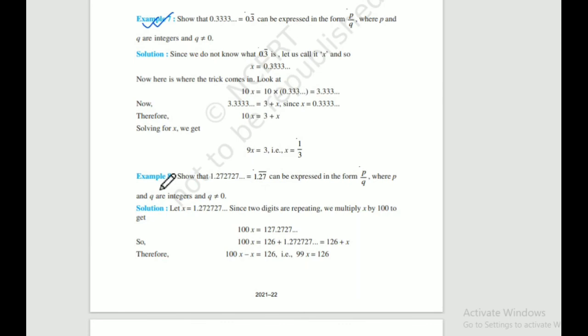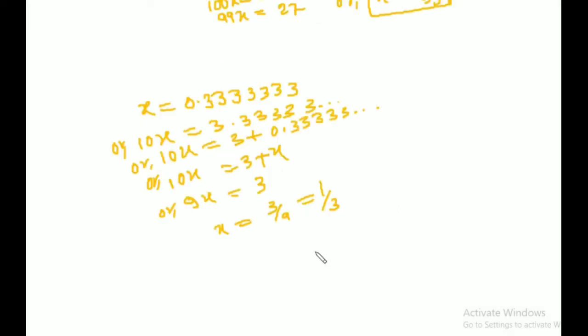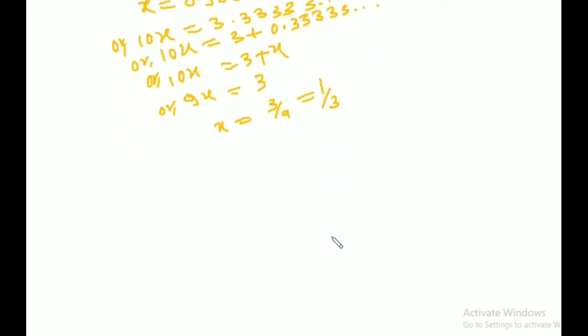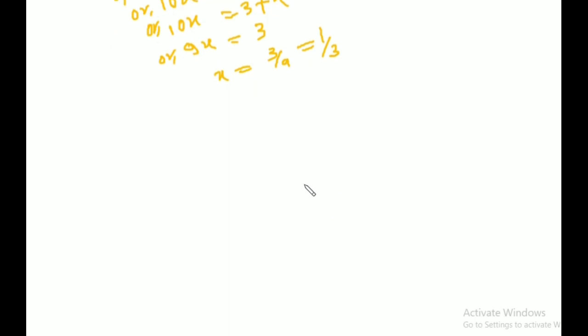Now example 8, 1.272727, we have to express it in the form of p by q. Let us do it by ourselves. You should do it yourself, you should have pen and paper when you are watching these videos. You can pause this video and you can try to do it by yourself. Let me change the color once again. So the example was, I don't remember, but maybe it was like 3.27, 27, 27, 27 and like that.